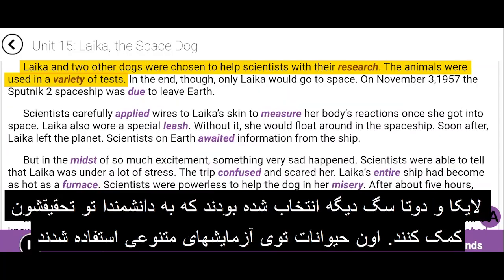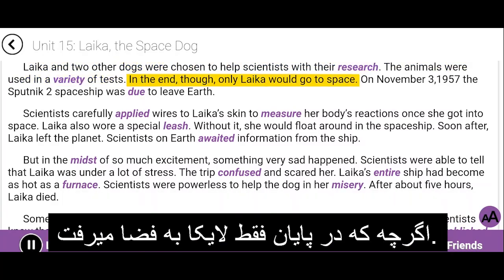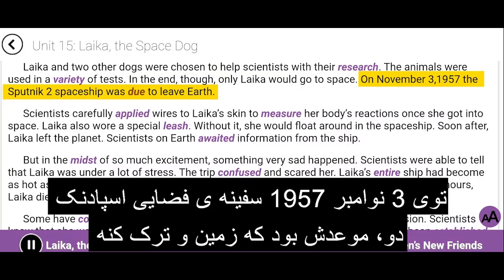Laika and two other dogs were chosen to help scientists with their research. The animals were used in a variety of tests. In the end, though, only Laika would go to space. On November 3, 1957, the Sputnik 2 spaceship was due to leave Earth.